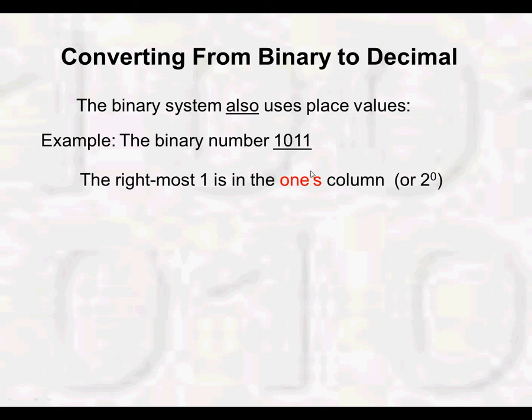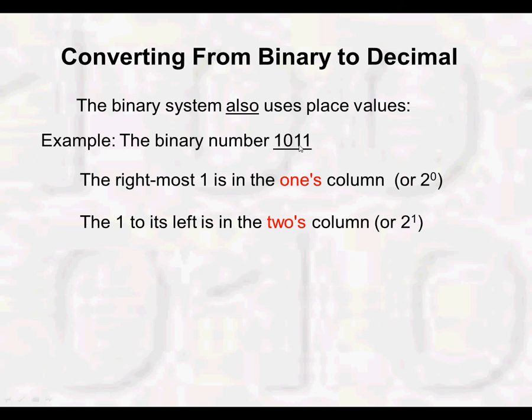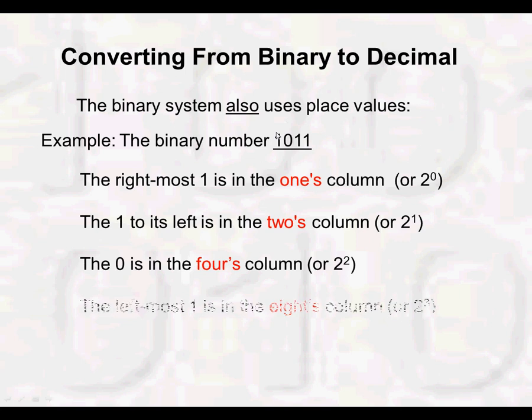Well, again, we're going to work in columns of 2. So this is the ones column, or 2 to the power of 0. Our next column is the 2's column, or 2 to the power of 1. Then I'll be at 2 to the power of 2, 2 to the power of 3, or the 8s column.